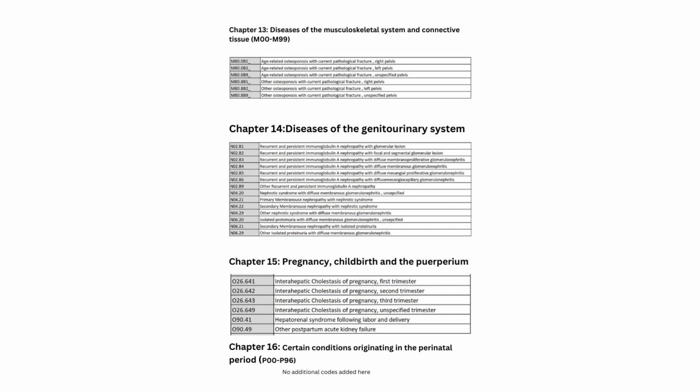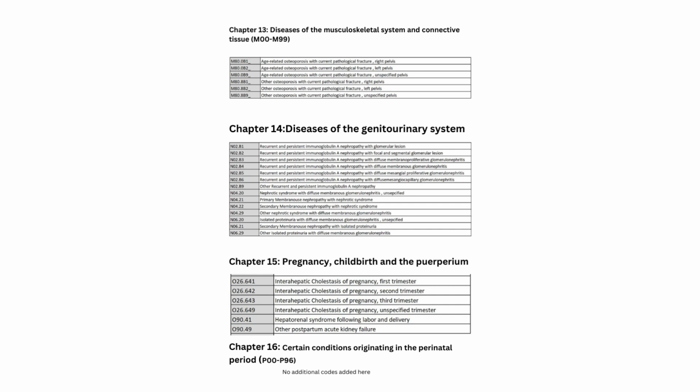Chapter 13. There is a need for updated codes pertaining to orthopedic procedures utilizing autologous bone graft in osteoporotic patients. The current code fails to provide accurate characterization of pathological fracture of the pelvis, which can adversely affect clinical decision making. Proposed codes would include age-related osteoporosis with the concurrent pathological fracture of the pelvis, leading to more precise diagnosis and treatment.